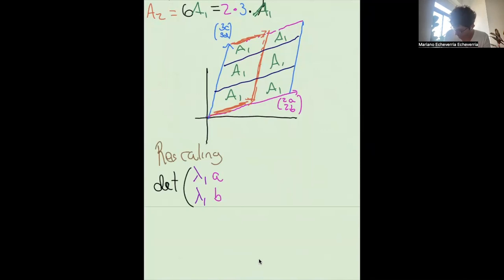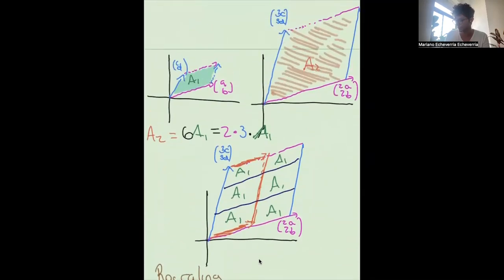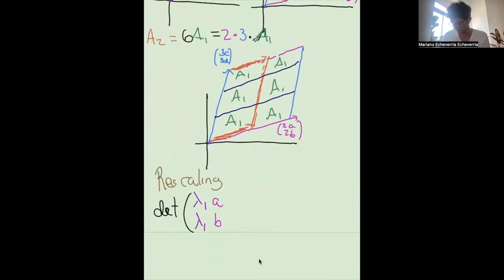So if I rescale the vector by a certain factor, which is what you see here. In this example, lambda 1 was 2. And if I rescale the second vector by another factor, so you can put a C, D. The determinant of these two vectors will be lambda 1, lambda 2, times the determinant of A, B, C, D.